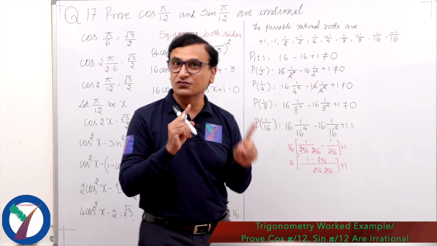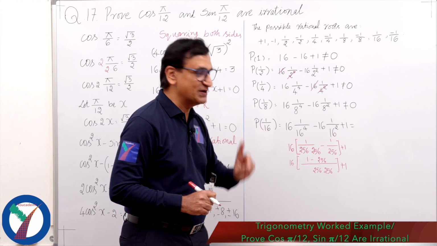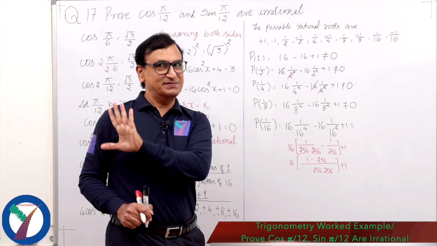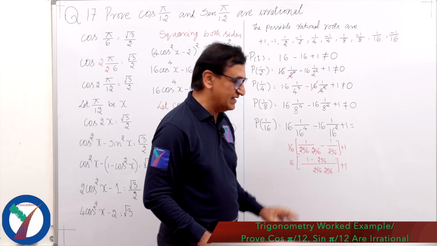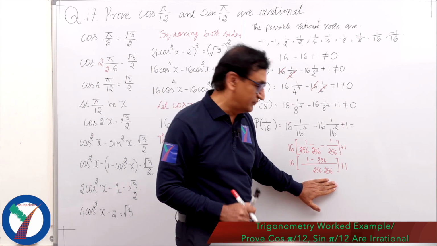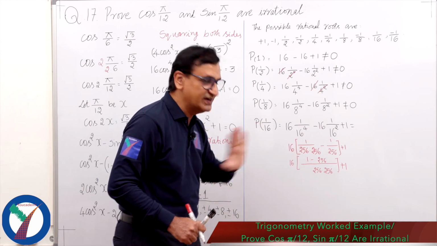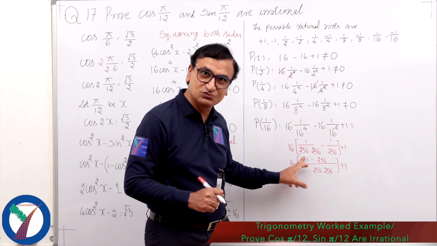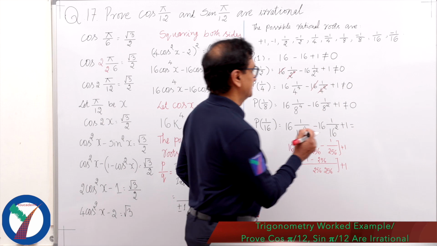16 square is 256. Therefore, you have 1 divided by 256 multiplied by 256, that is, 16 power 4 can be written as 16 square multiplied by 16 square. So 256 multiplied by 256, minus 1 over 256. Then take 256 multiplied by 256 as a common denominator. You have 1 minus 256. Definitely this is not equal to 0, because 16 multiplied by minus 255 divided by this, plus 1, is not equal to 0.